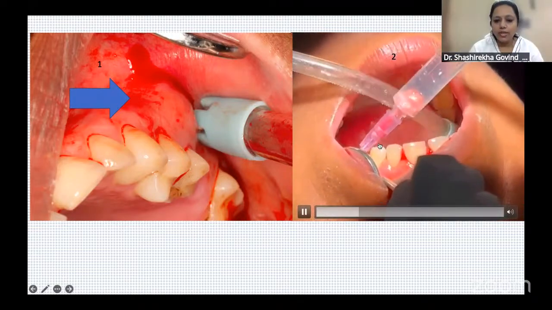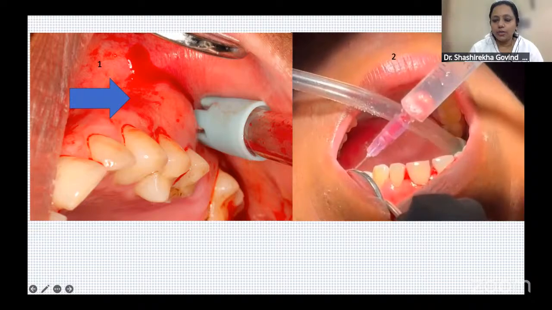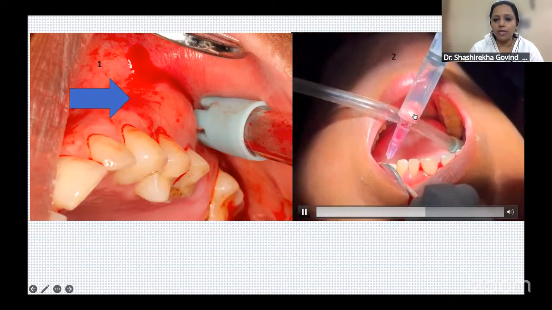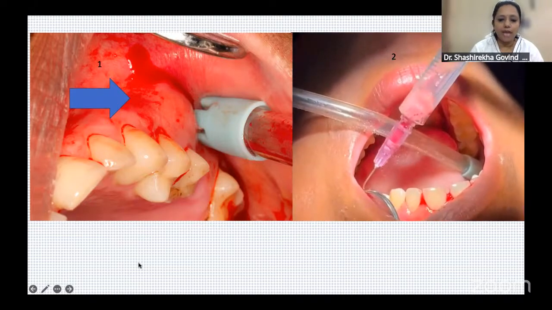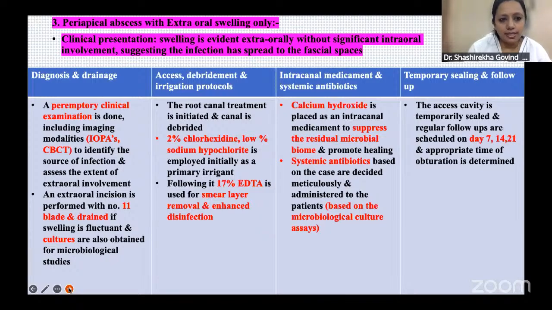So as you can see here, there is a pus with a negative syringe technique. You can draw the pus and release the pressure from the abscess. So next is the periapical abscess with extraoral swelling only.